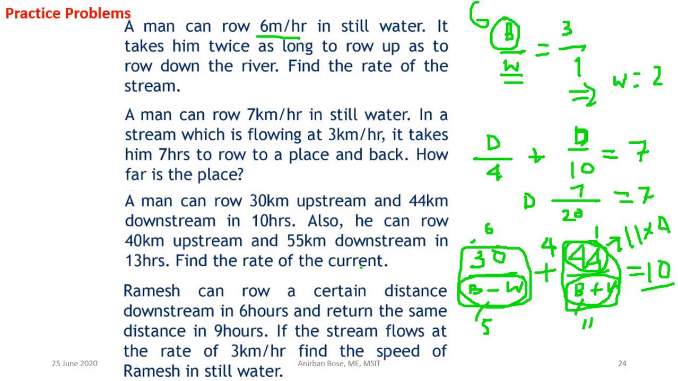Find the rate of the current. So W you have to find out. So what will be W? W will be 11 minus 5 divided by 2. Okay, so it will be 3.